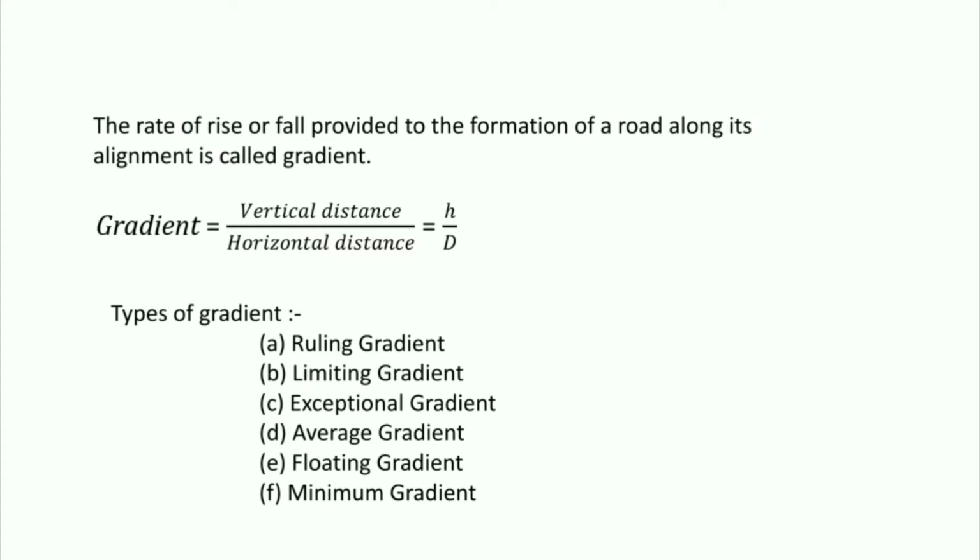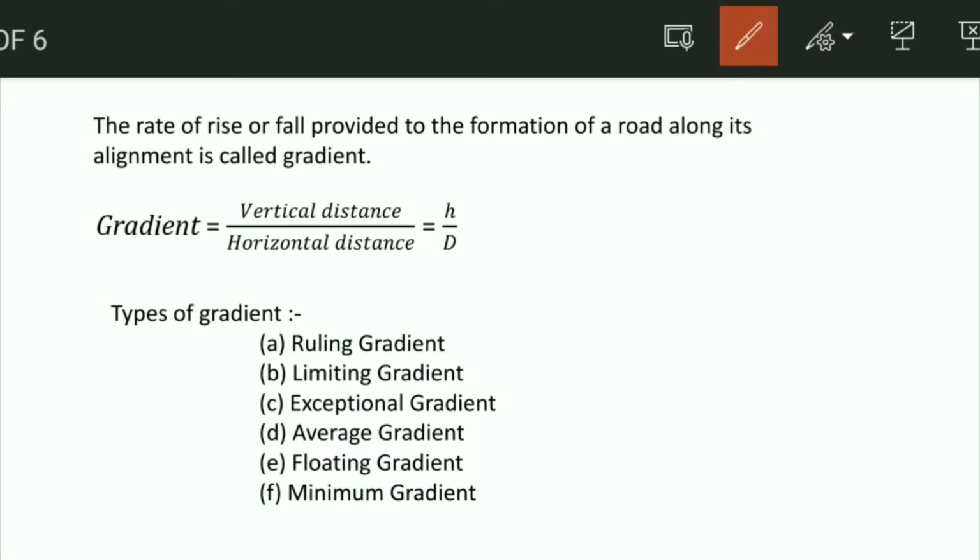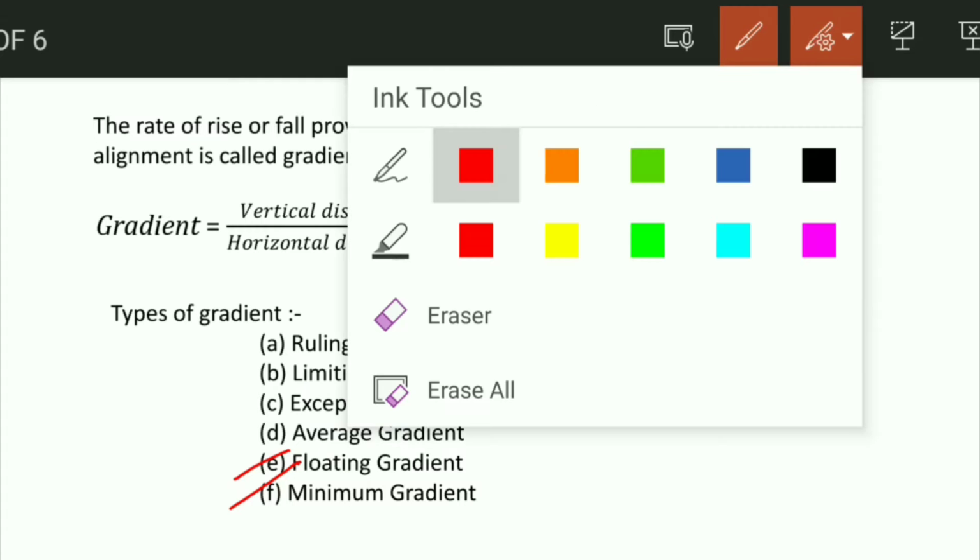So here are the types of gradients. First is ruling gradient, second is limiting gradient, third is exceptional gradient, number 4 is average gradient, 5 is floating gradient, and 6 is minimum gradient.